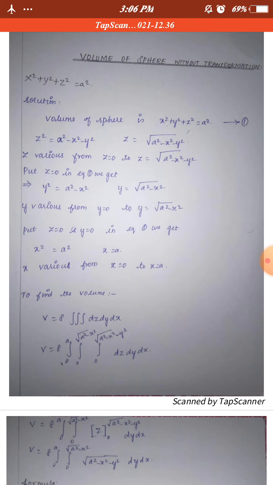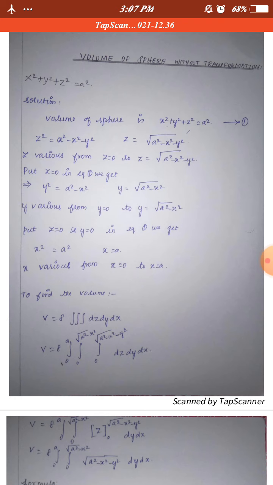To find that, we are going to use the equation x squared plus y squared plus z squared is equal to a squared. Solution: z squared is equal to a squared minus x squared minus y squared. So z varies from z is equal to 0 to z is equal to root of a squared minus x squared minus y squared.